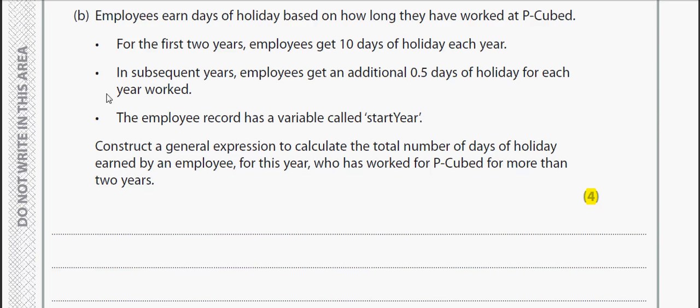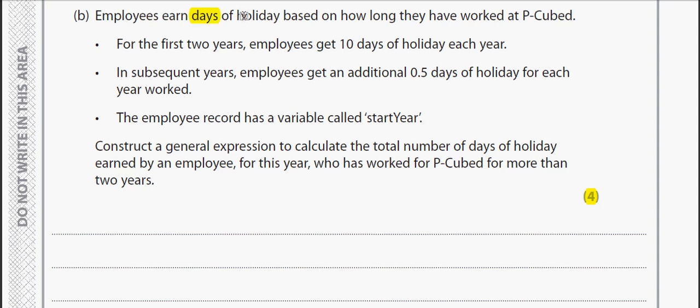Question 1b, the general expression question, which in this instance has 4 marks available for it. So that is a clue that there are perhaps 4 separate parts to calculating this general expression. Let's read it through first.